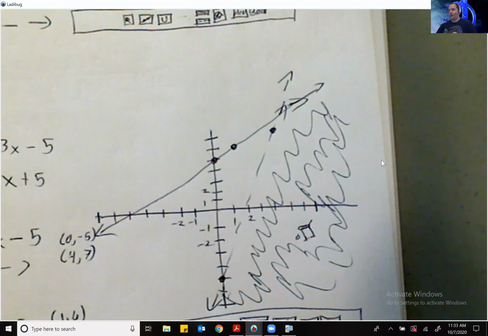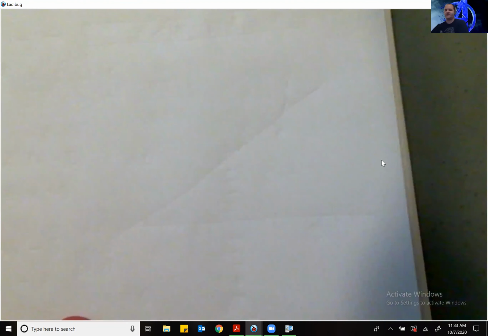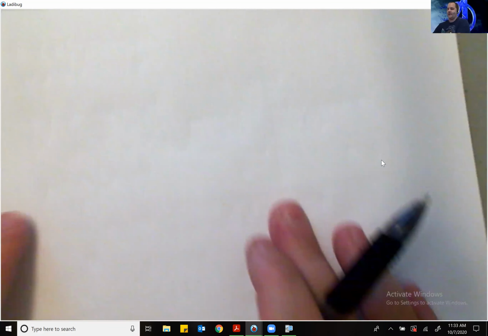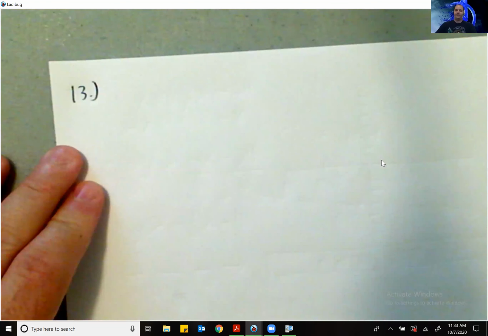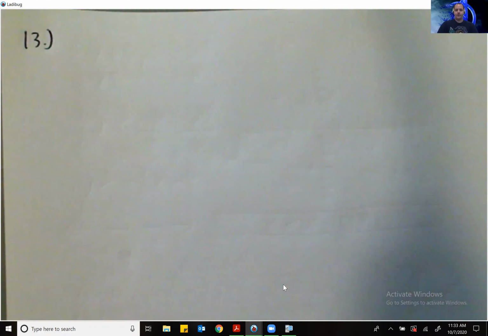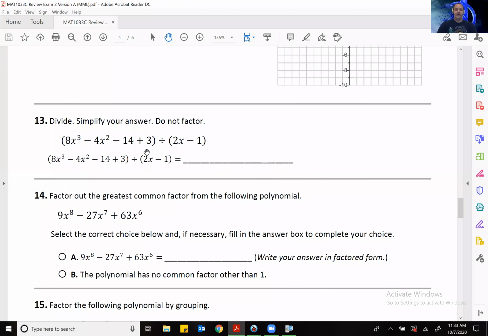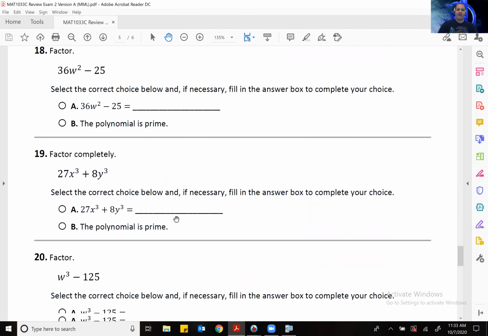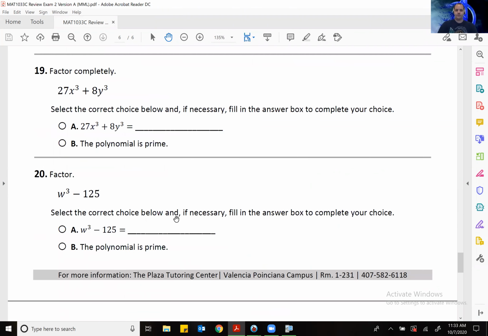Systems, all done. Questions 1 through 12 are all about systems. Okay? So 13 is your long division problem, and then the rest of this is factoring. So in 13, you're going to have your long division problem, and then everything from 14 all the way through 20 is factoring. Okay?